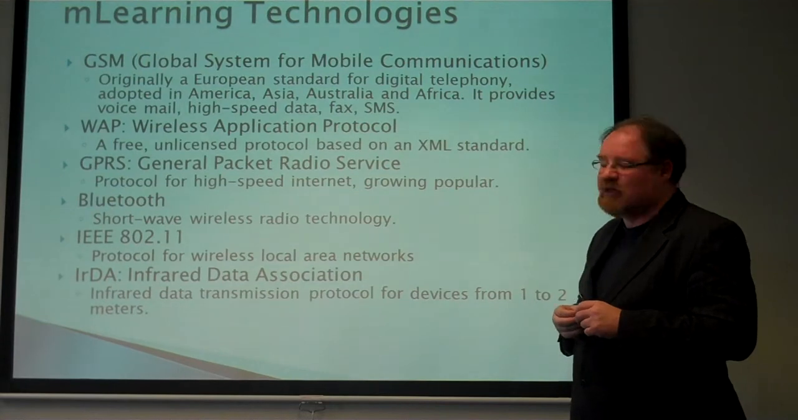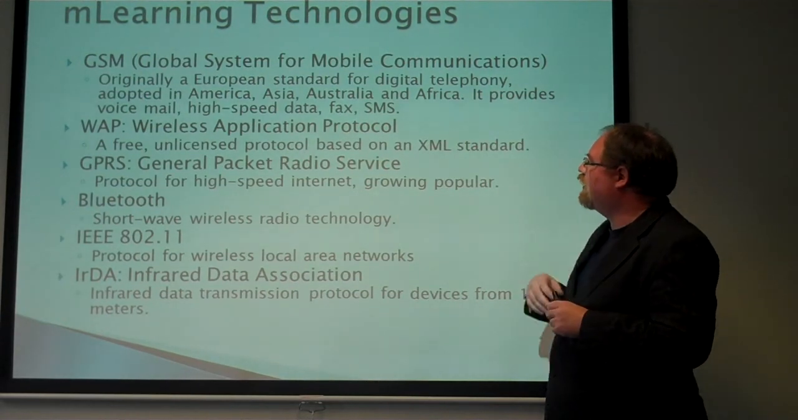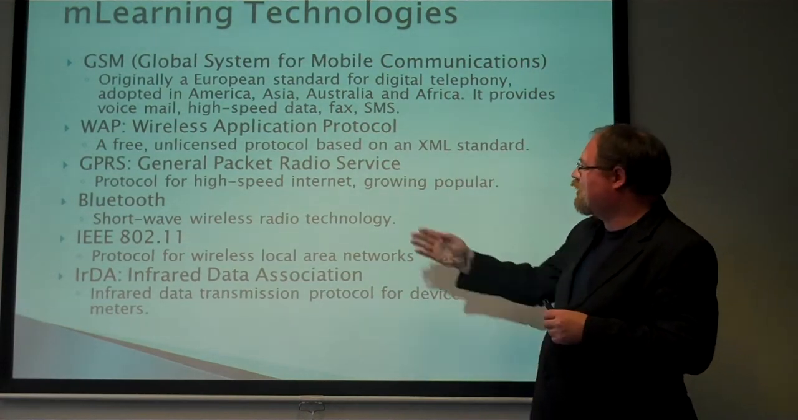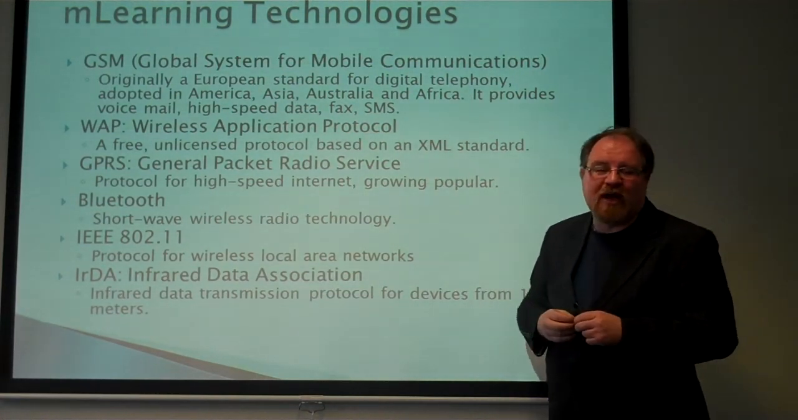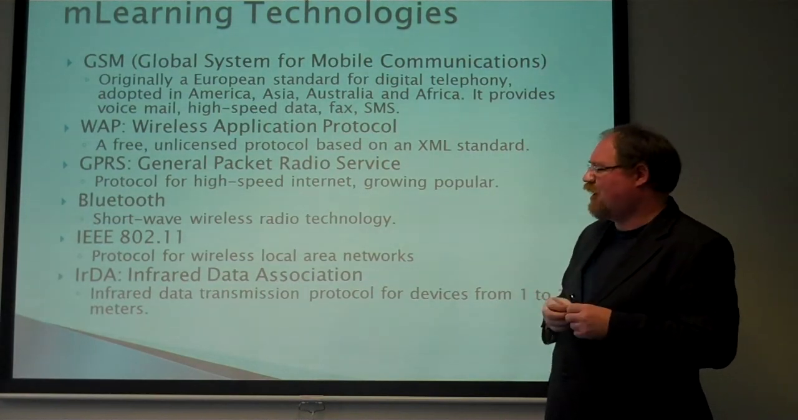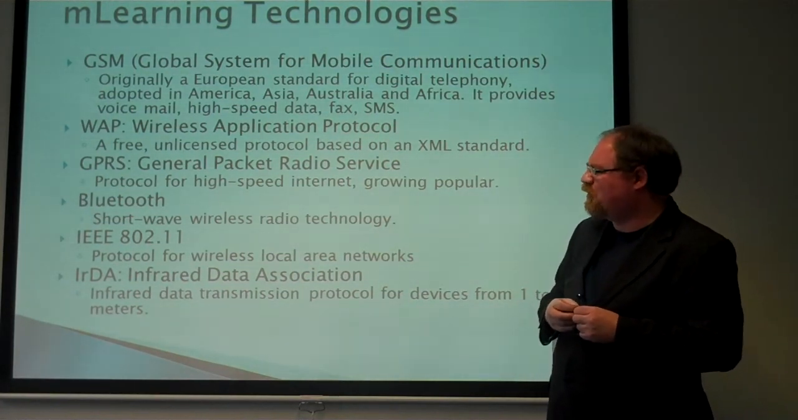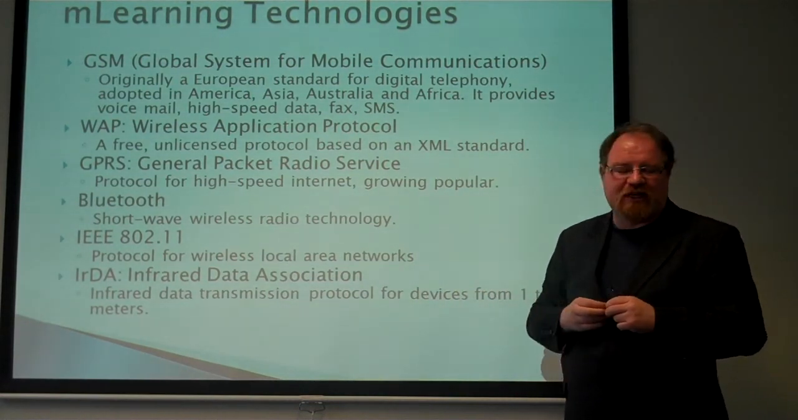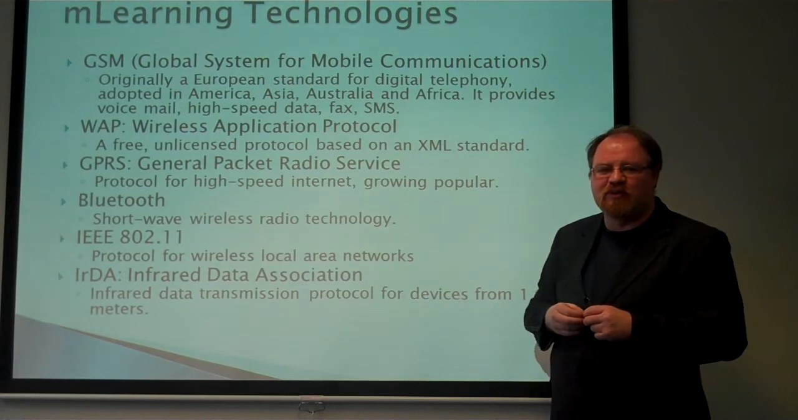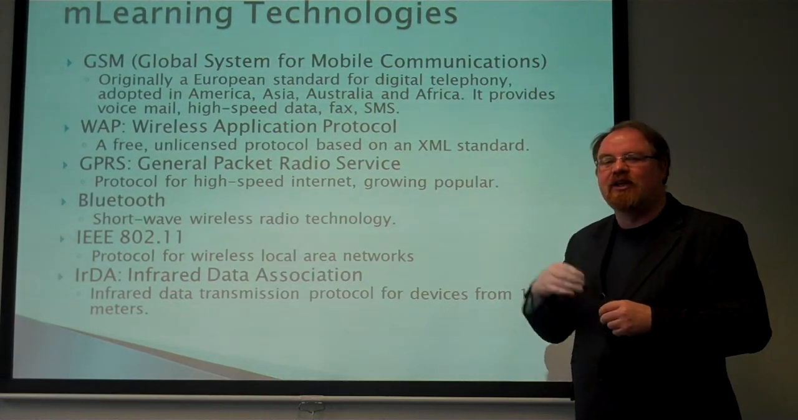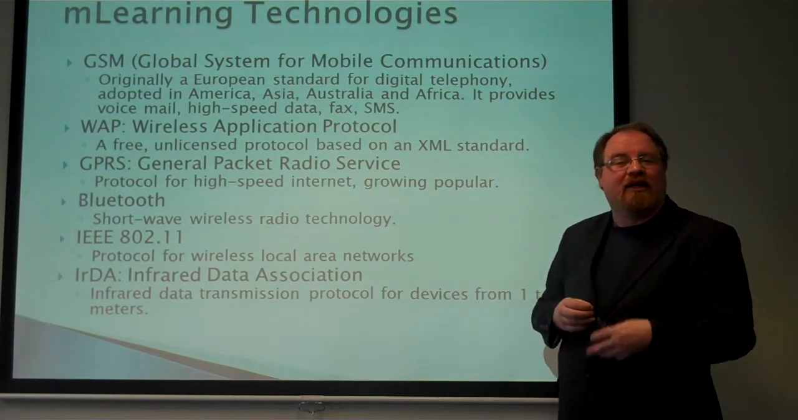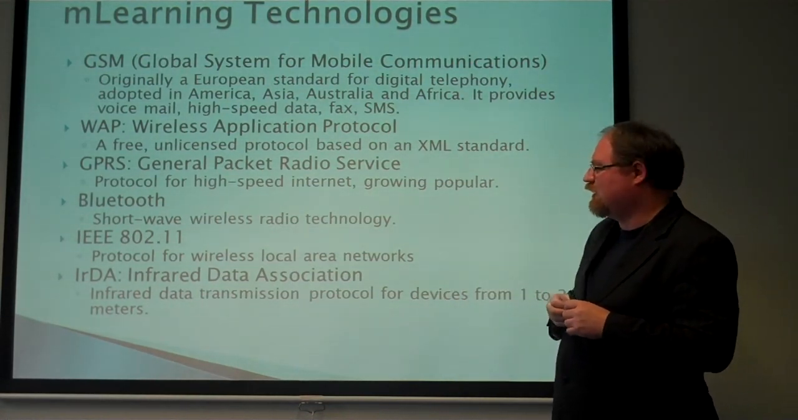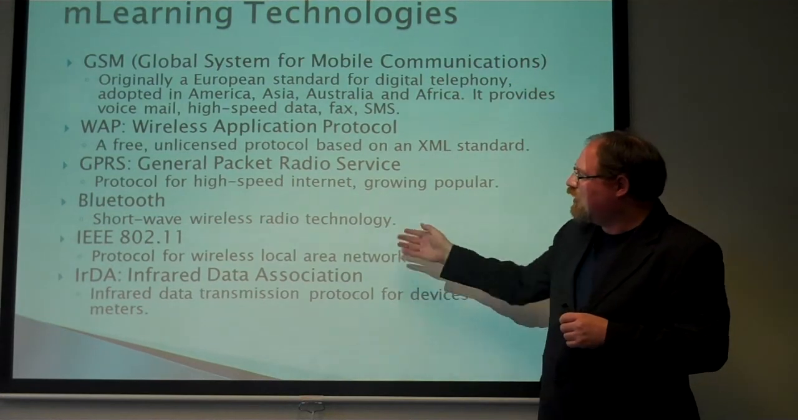WAP is the Wireless Application Protocol, and that's a free protocol in XML that's used by a lot of mobile providers as well. GPRS is the General Packet Radio Service, and it's a protocol for high-speed internet, which is very much growing in popularity. Bluetooth is a shortwave wireless radio technology, and I'm sure some of you have even used Bluetooth. You set up Bluetooth on your phone, you set up Bluetooth on your laptop, you've handshaked or connected to each other, then you've transferred files or things like that, which is quite possible to do using Bluetooth.